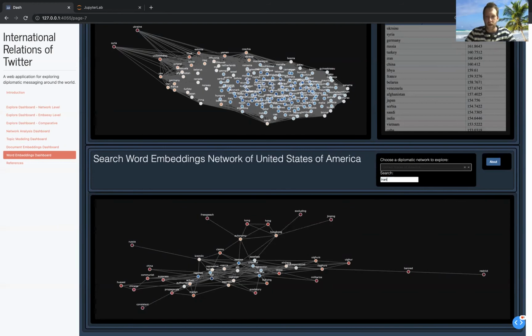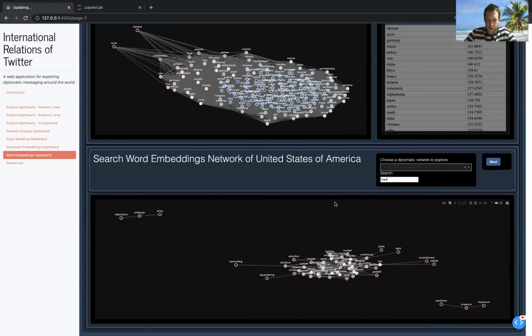We can look at Iran too. Embargo, resolutions, arms, extortion, dictators. This is so interesting because it really tells us the context, the kind of the adjectives and nouns that are being used in concert with the word Iran, words that are kind of related to the word Iran.